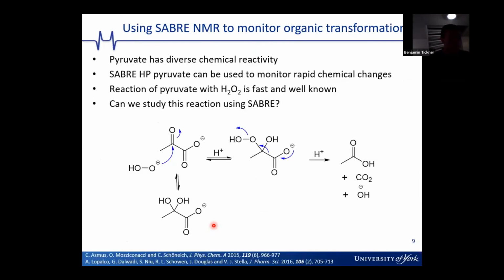But the application that I want to spend more time talking to you about today is using SABRE hyperpolarized pyruvate to do some reaction monitoring at high field. So pyruvate has quite a diverse chemical reactivity. It's known to be converted into a wide range of different products metabolically. It can react with amines. In this example, we are reacting pyruvate with hydrogen peroxide. You form this short-lived intermediate here, which decarboxylates. You break this carbon-carbon bond and you form ethanoic acid and carbon dioxide. So our idea was, can we use SABRE hyperpolarized pyruvate to monitor this reaction?